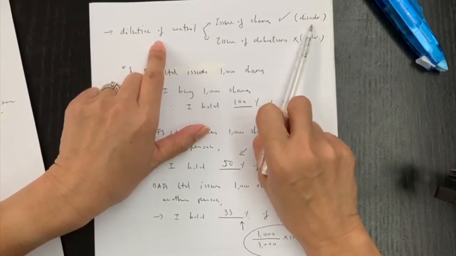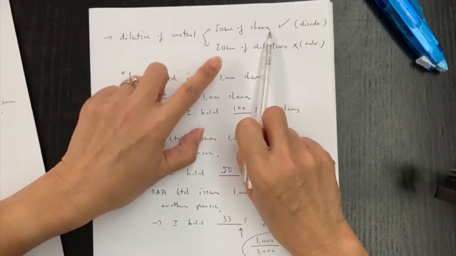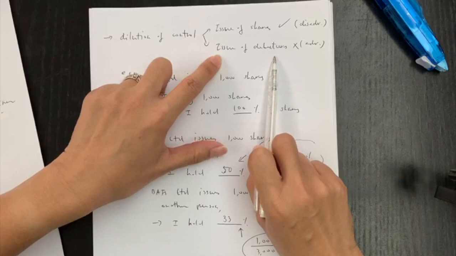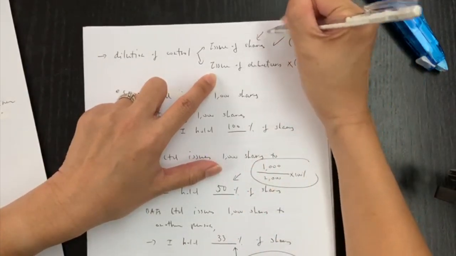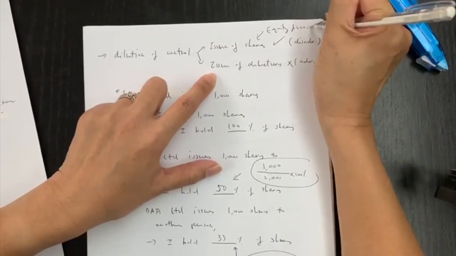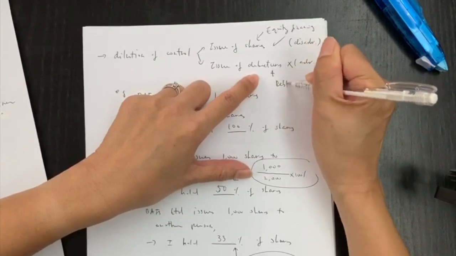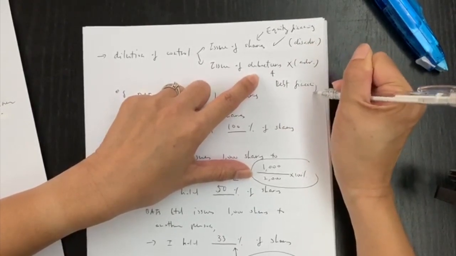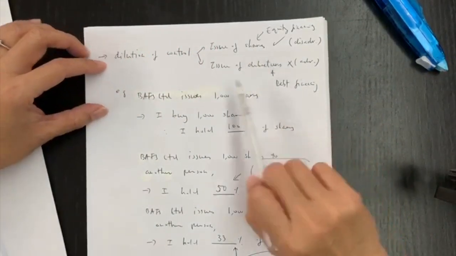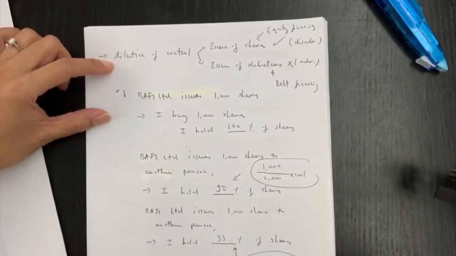Of course, this will be one of the disadvantages for issuing of shares, and an advantage for issuing of debentures. Issuing of shares is the same as equity financing, and issuing of debentures is the same as debt financing. So if we make a comparison of advantages and disadvantages, this is one of the things, which is dilution of control.